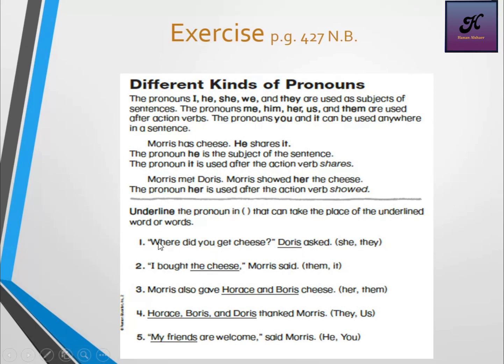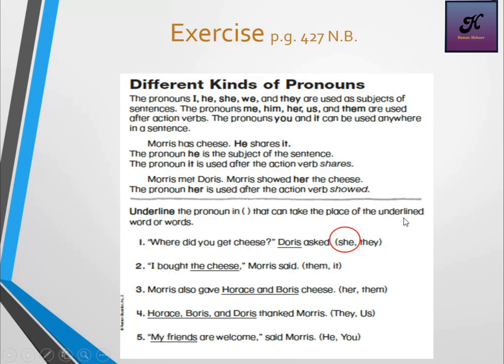Let's see the sentence together. Where did you get cheese? This is the first sentence, and then Doris, I think it's the name of a girl, asked. Where's the verb? Yes, the verb is asked. Now, they want to put a pronoun instead of Doris. So does Doris come before the verb or after the verb? Yes, it comes before the verb. So since it's before the verb, is it subject or object? Yes, it is subject. So I will use one of the subject pronouns, and it is singular, it is a girl. So I will use she or they? Yes, I will use she.